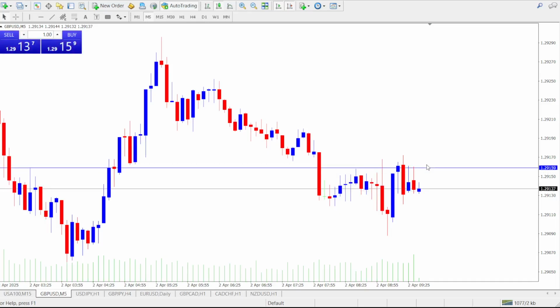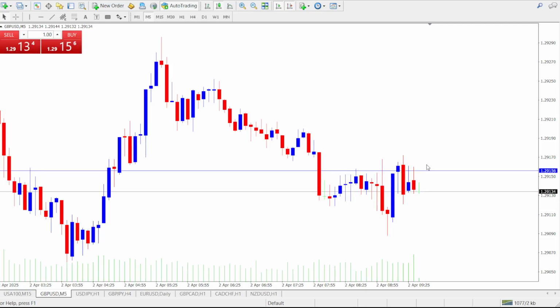Let us first of all start by understanding the concept of grid trading. In case you are not familiar with grid trading, I believe you would want to understand what you are getting into. You want to understand what grid trading is all about before you even start applying it.